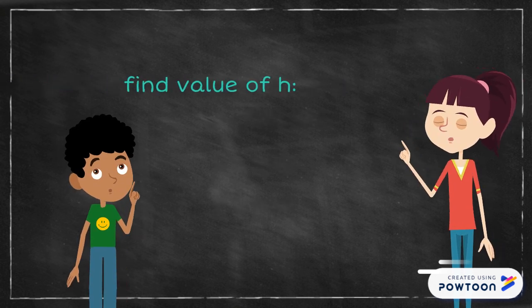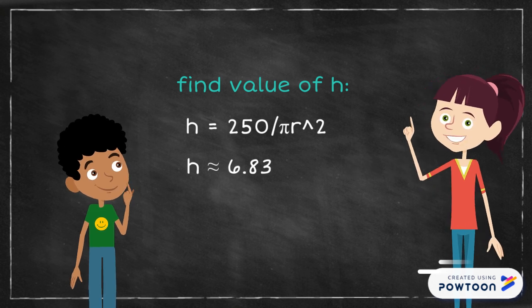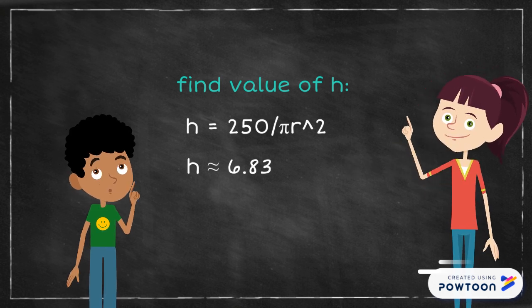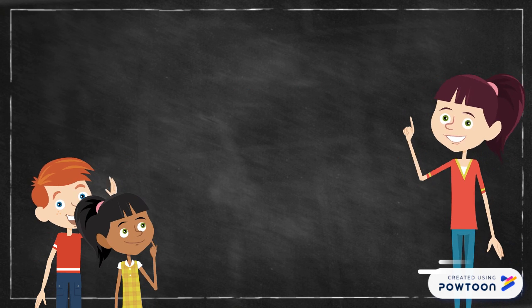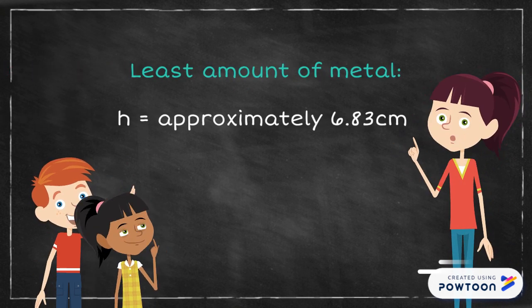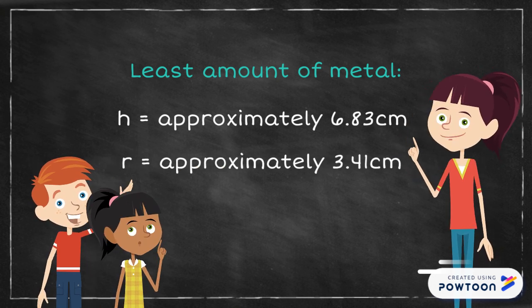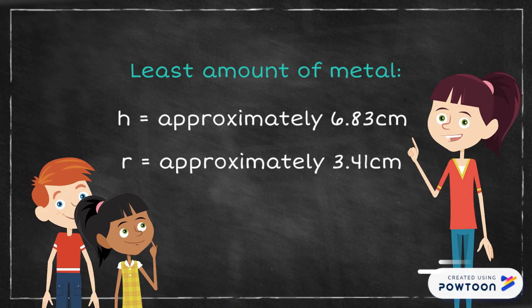To calculate h, h equals 250 divided by pi r squared, and we get approximately 6.83. Thus, the can that uses the least amount of metal has a height of approximately 6.83 cm and a radius of approximately 3.41 cm.